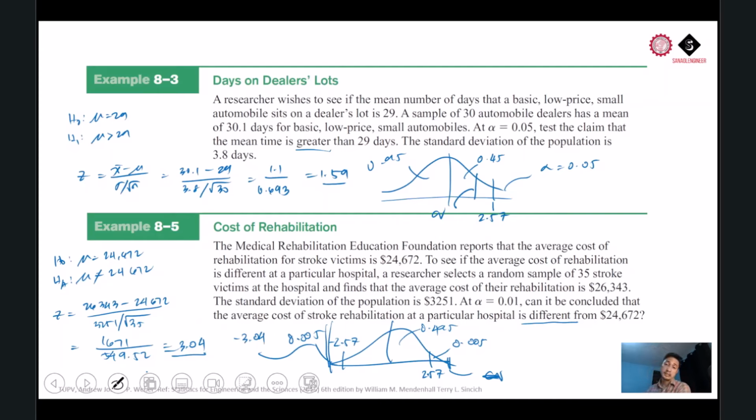So you are in the critical region. So the conclusion is, the average cost of stroke rehabilitation at that particular hospital is different from the average reported by the Medical Rehabilitation Education Foundation, which is 24,672. Okay, so let's continue.